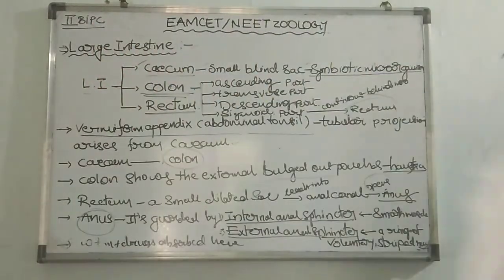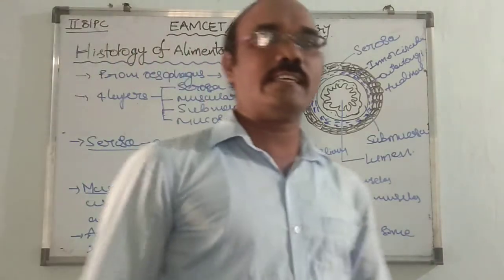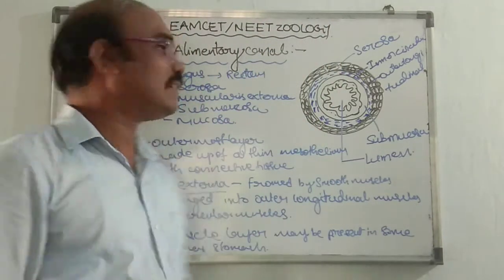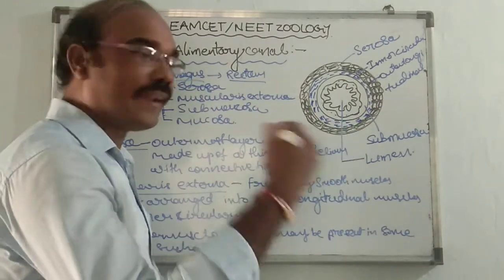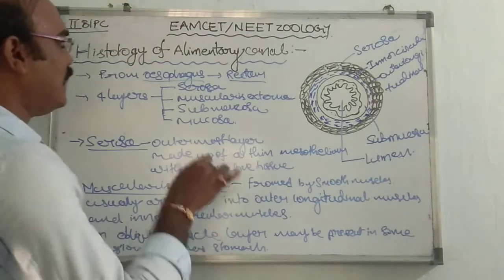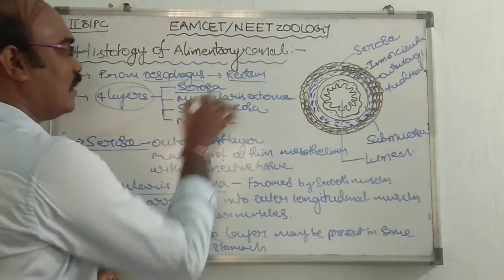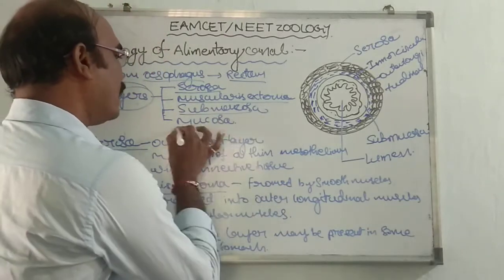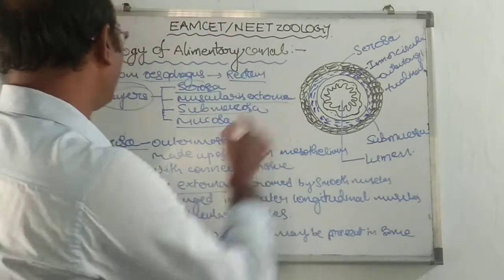Coming to the internal structure of the intestine, we see the histology of the alimentary canal. The alimentary canal extends from the esophagus to the rectum. Generally the alimentary canal is lined by four layers: serosa, muscularis externa, submucosa and mucosa. Four layers are arranged in the alimentary canal.